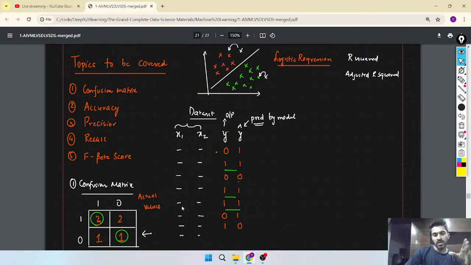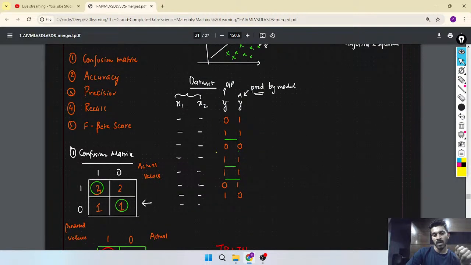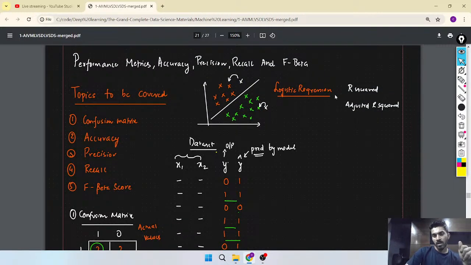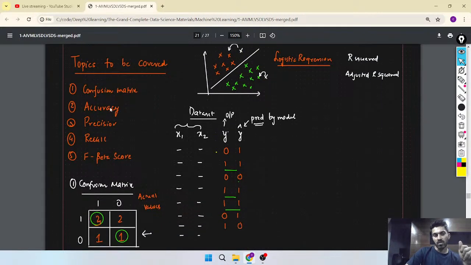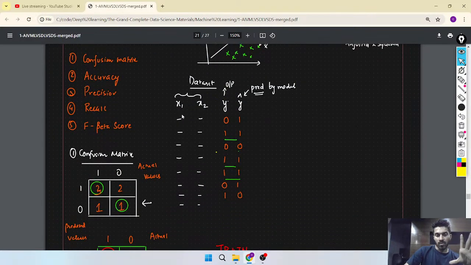Suppose this is your data set, x1 and x2 are independent features, and y is the dependent, meaning your output feature. Your model will predict, so this is your actual and this is the predicted value. According to this, you create a confusion matrix, with true positive, true negative, false positive and false negative, where one axis is the actual value and the other is the predicted value. Also learn R squared. So that's for logistic regression.